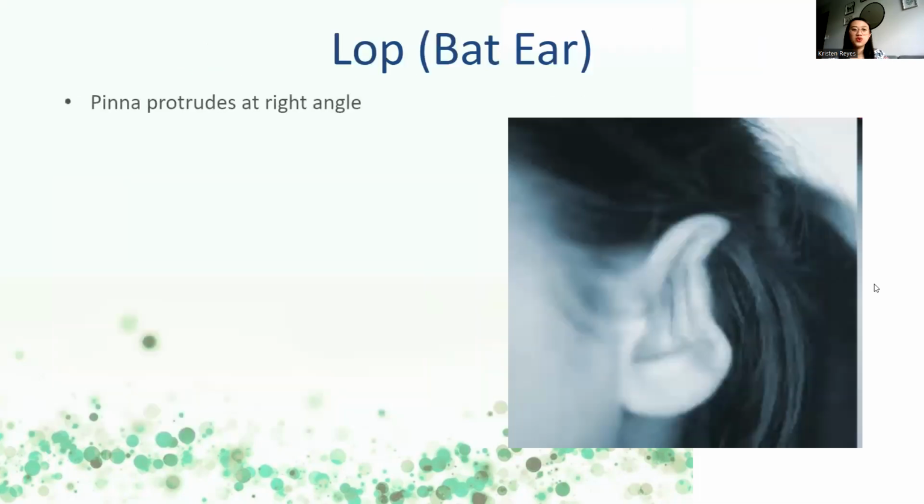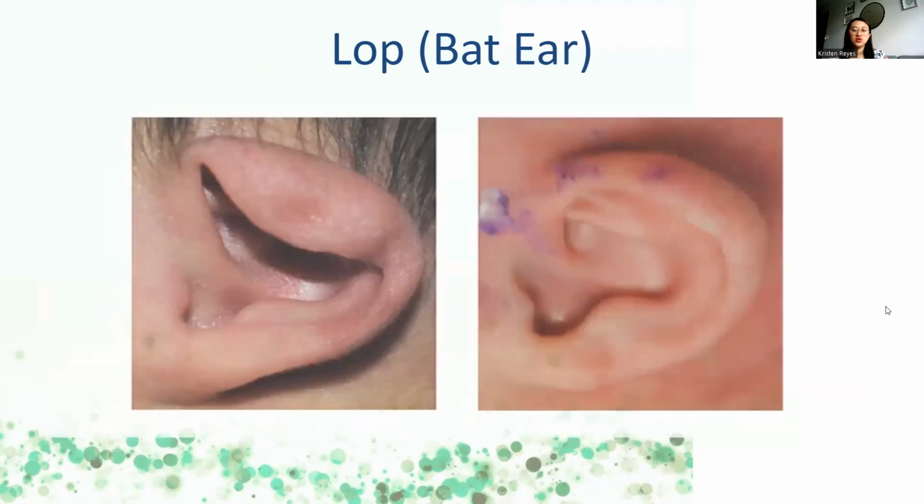So this is lop or bat ear. This is genetic. The pinna protrudes at a right angle. So this may be due to a shortage of skin, cartilage, or bone. So this can actually be managed via surgery for aesthetic reasons.